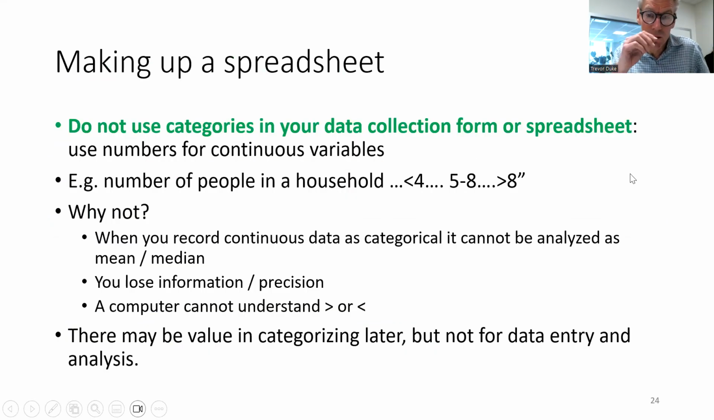I've said most of this before. Don't break up continuous variables into categories. For the number of people in the household, less than 4, 5 to 8, greater than 8, that's not the way to do it. Just put the actual number. The reason for that is when you record continuous data as a category, it can't be analysed. You can't work out what the mean or median of that continuous variable is, and you lose the precision of the information that you've gathered. A computer won't understand greater than or less than signs. So maybe later on, when you're displaying the information in your thesis, you might categorize the data later, but it's not for data entry or for data analysis.